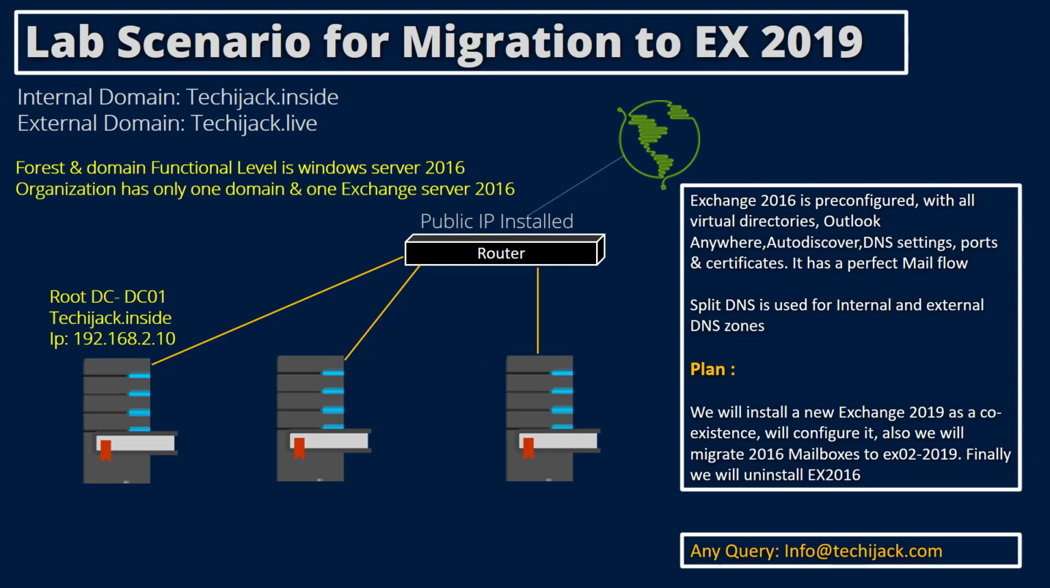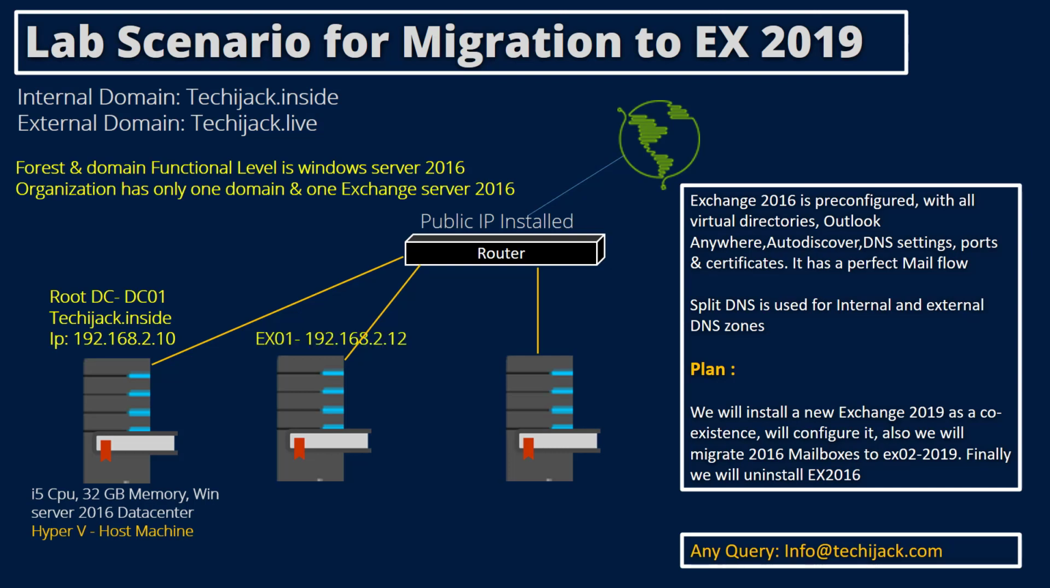The forest and domain functional level is Windows Server 2016, and this organization has only one domain controller, that is DC, and one Exchange Server 2016. So we already have Exchange Server 2016 installed. If you see the root DC01, I have installed Active Directory in it, that is techijack.inside, and the IP is 192.168.2.10, and this is my Hyper-V host machine. It has an i5 CPU with 32 GB of memory, and Windows Server 2016 Datacenter is installed.